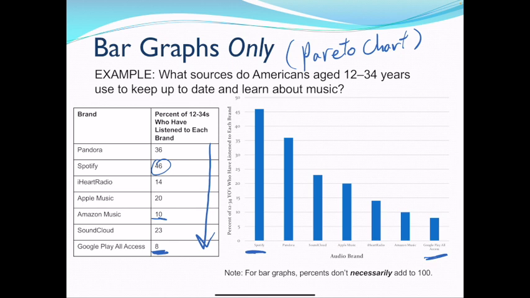And for bar graphs, the values don't necessarily add up to 100%. We are going to have some rounding errors. We could have excluded values, right? I don't know. Some people might still use an iPod or a Zune. Probably not, but still.